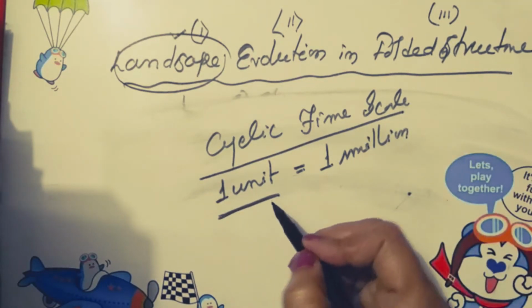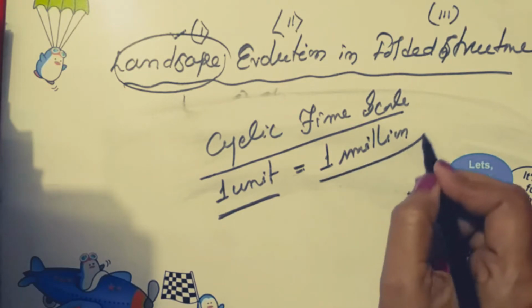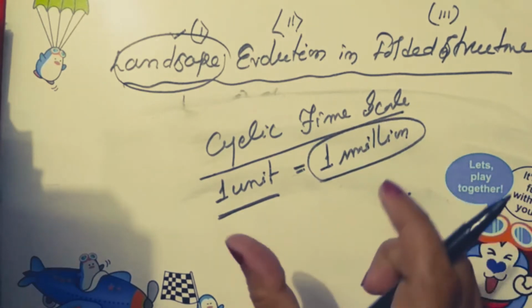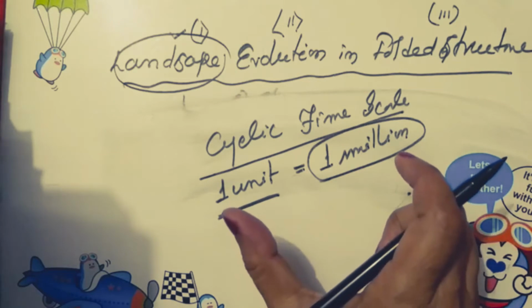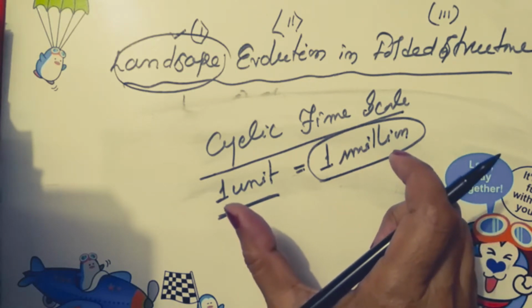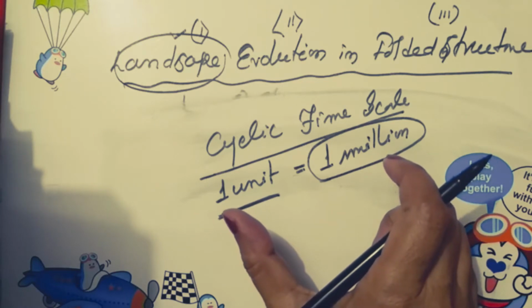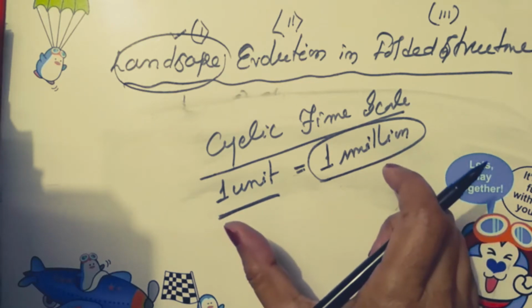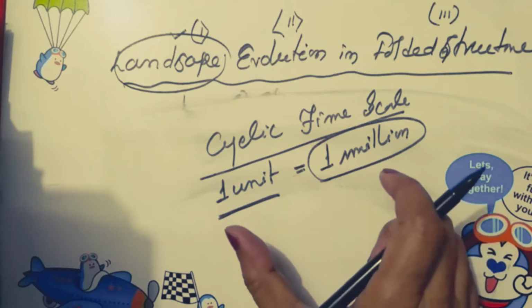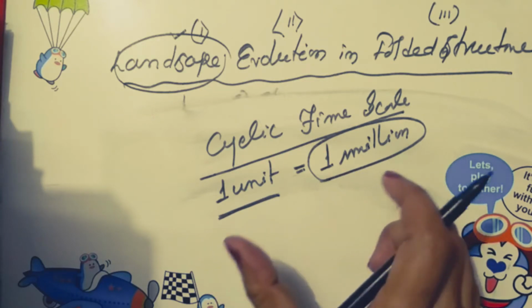1 unit of cyclic time scale is equal to 1 million of years. It's a very big time scale, very large time scale. Okay, landscape evolution always related to the time. It's a cyclic time scale, especially and a cyclic time scale, and it's related to the changes of landform.